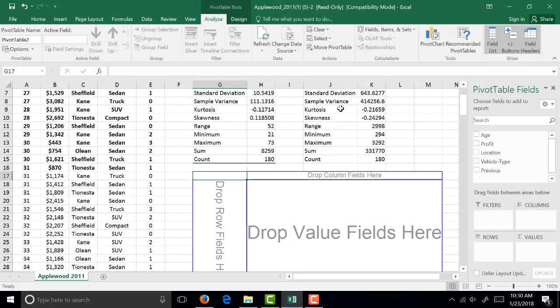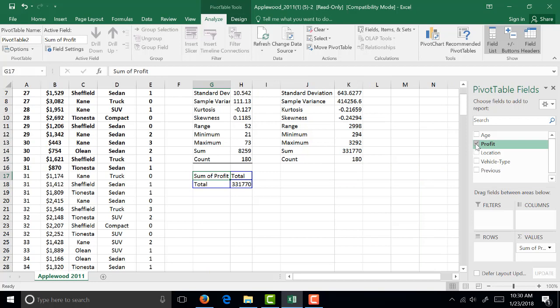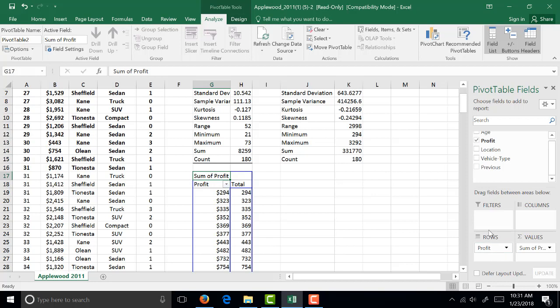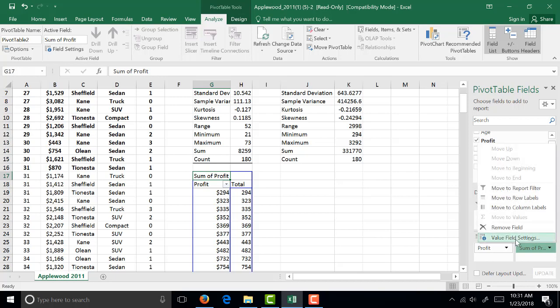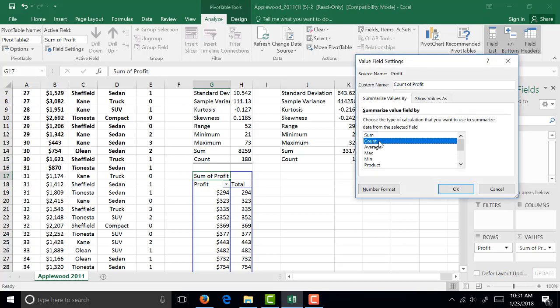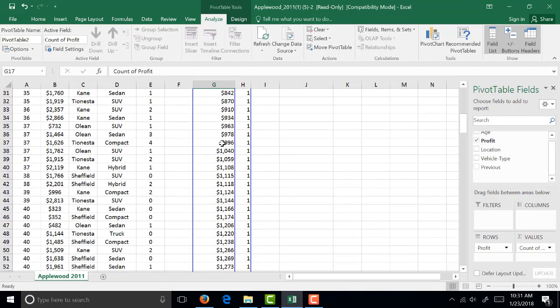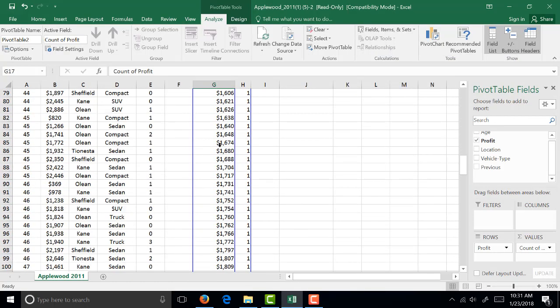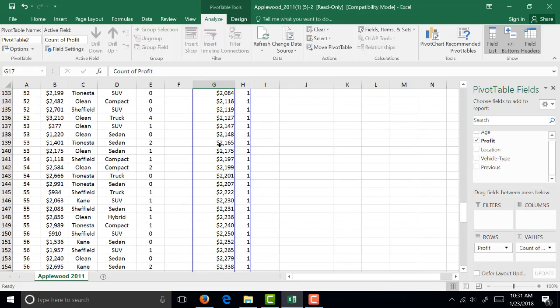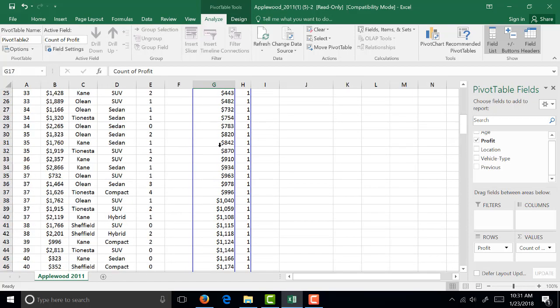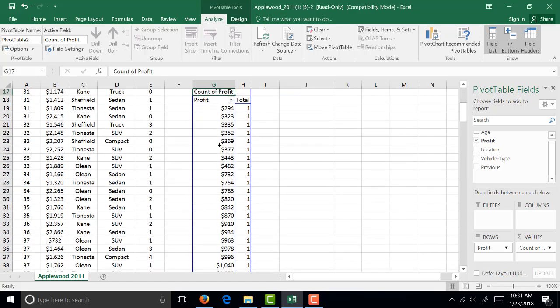So with profit, once again, profit's always hard simply because it's quantitative data. When I pull profits down, I look over here in the outputs, and it says a sum of, and I want that to be a count. So we actually have our frequency table. But once again, with quantitative data, we normally have this wide range, or we have way too many classes. So what we want to do is group this.